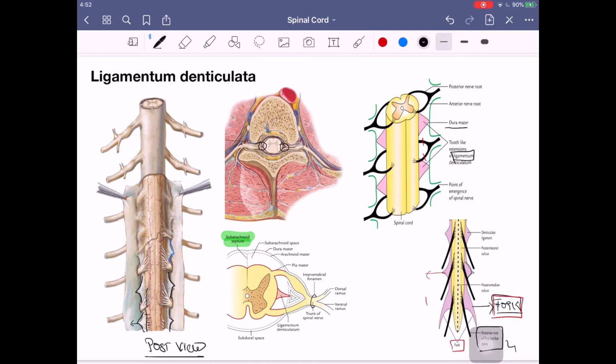This is also the figure showing it. If you notice, this one is your posteromedian sulcus, and on either side, where the nerves are coming out here and here, that's your posterolateral sulcus on both sides.